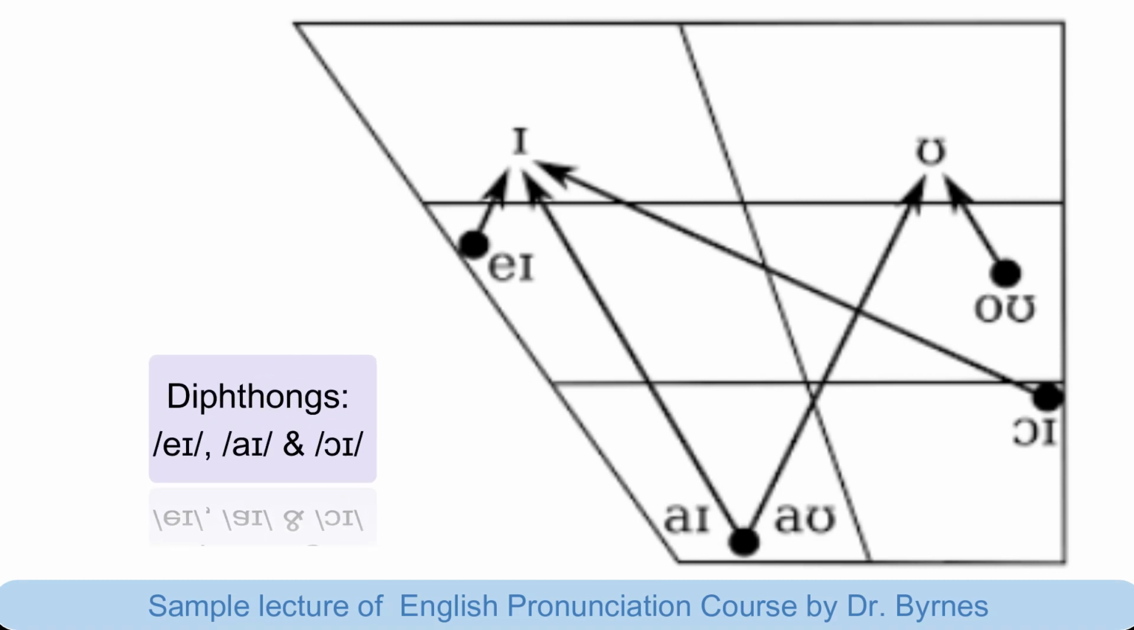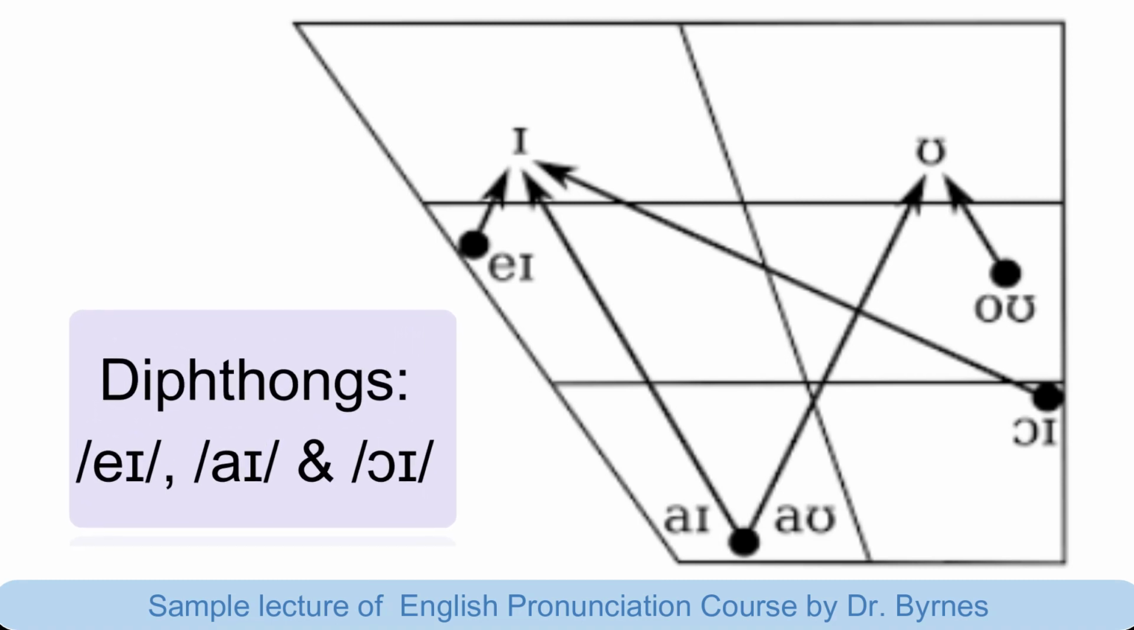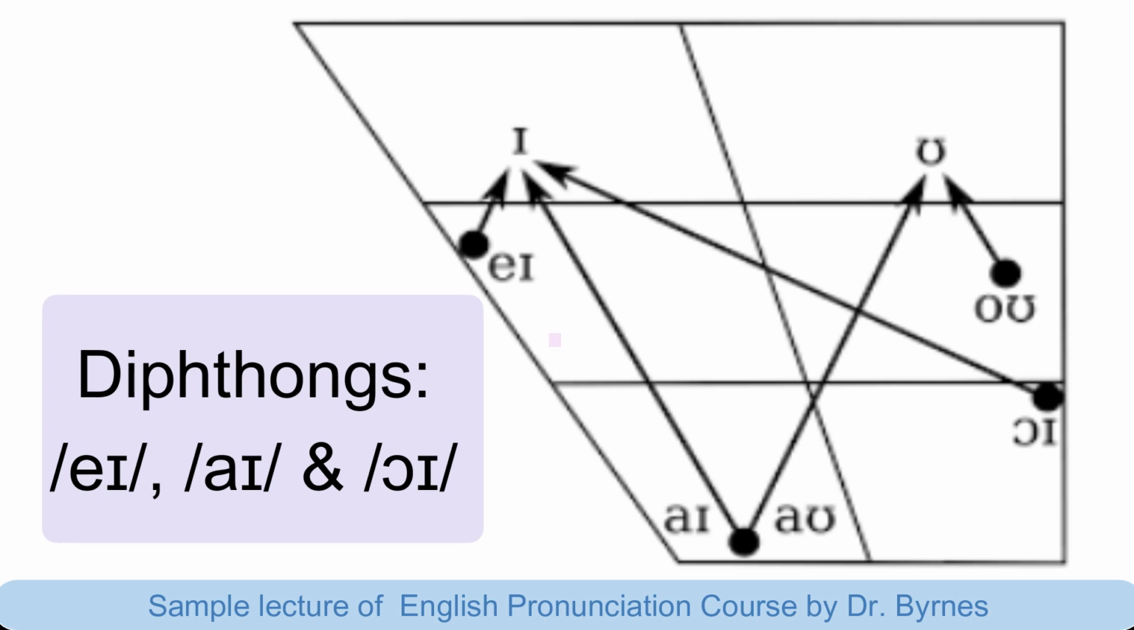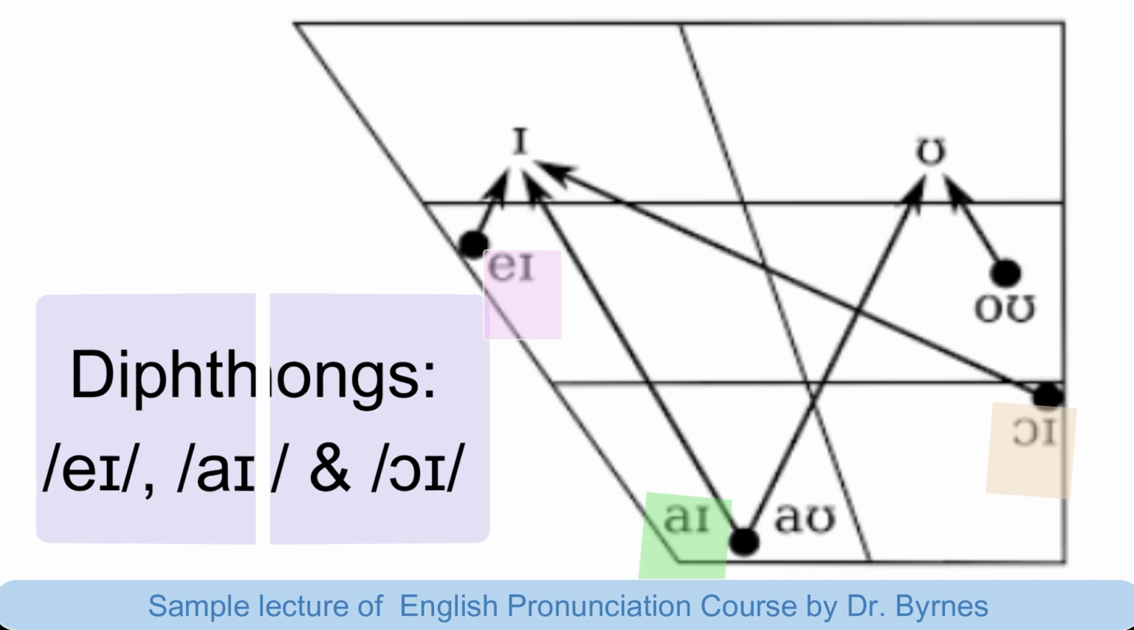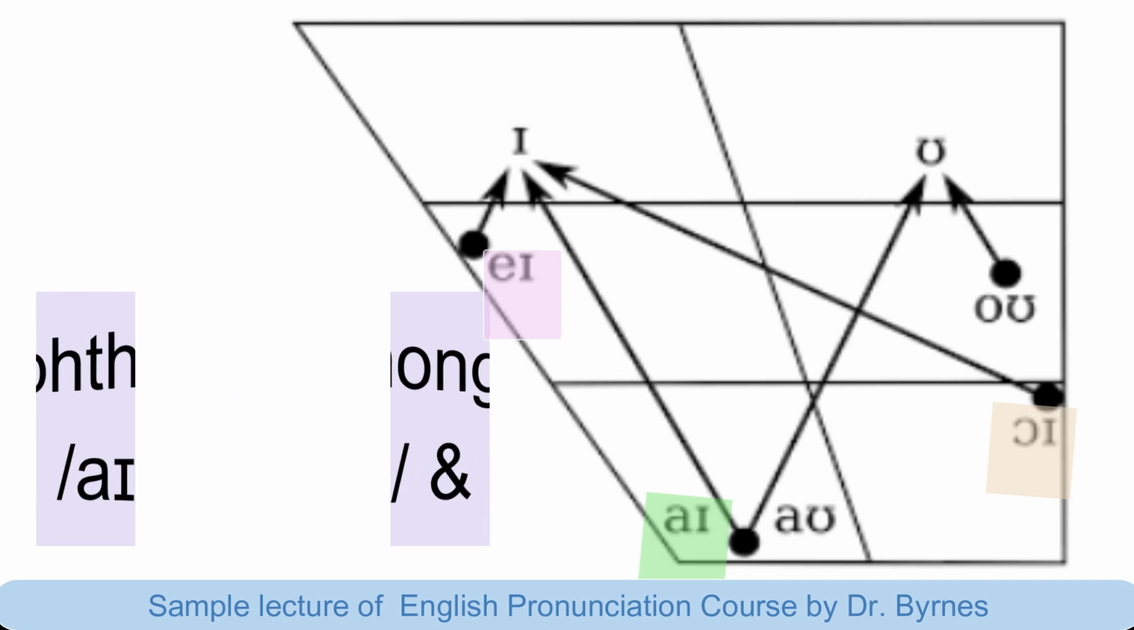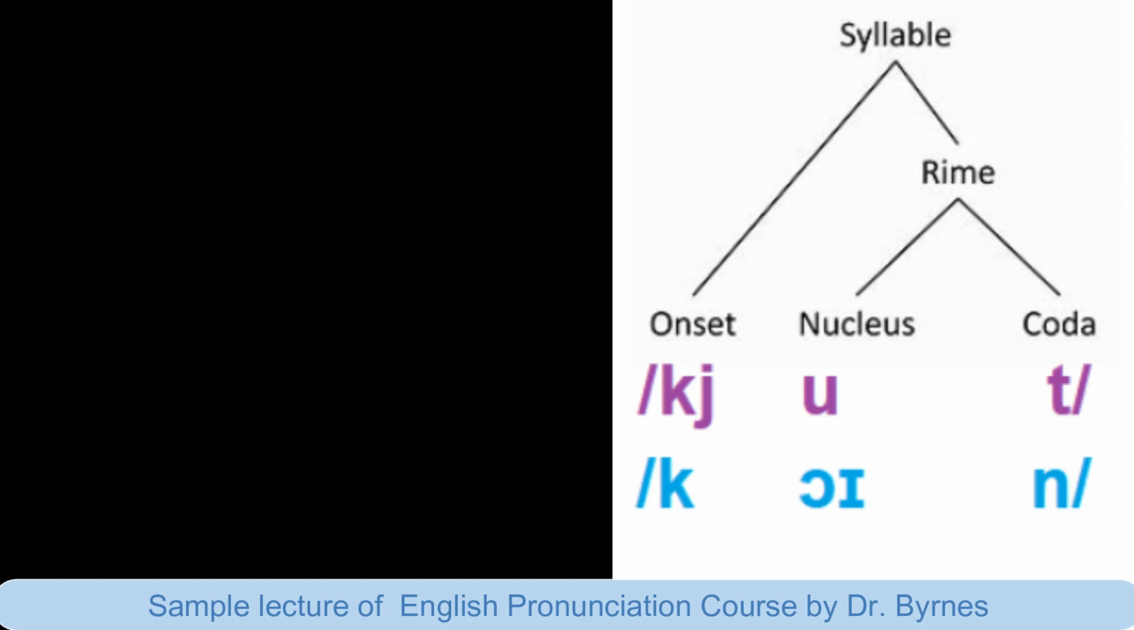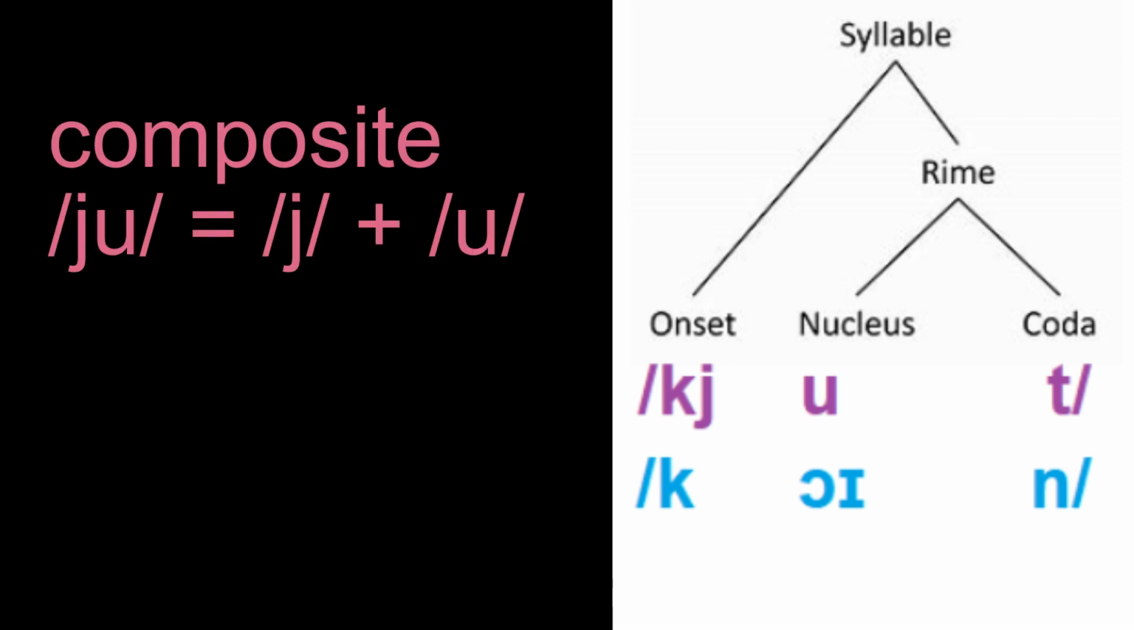Diphthongs A, I, and Oi. A diphthong is a combination of two adjacent vowel sounds that occur as a nucleus of a syllable. Since they are two vowel sounds, diphthongs are represented by two vowel symbols. For this reason, diphthongs are different from a composite vowel sound like U in Q and few.